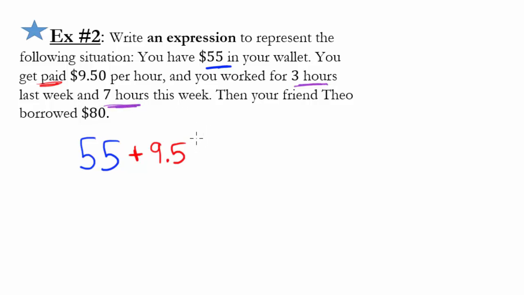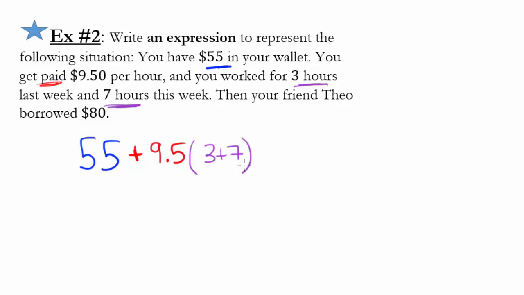Now I could write this as 3 hours plus 7 hours, in other words, 3 hours last week, 7 hours this week. And if I'm getting paid this much every hour, in order to calculate how much total I would get paid, we're talking about multiplication there. So I'm just going to use parentheses as multiplication.